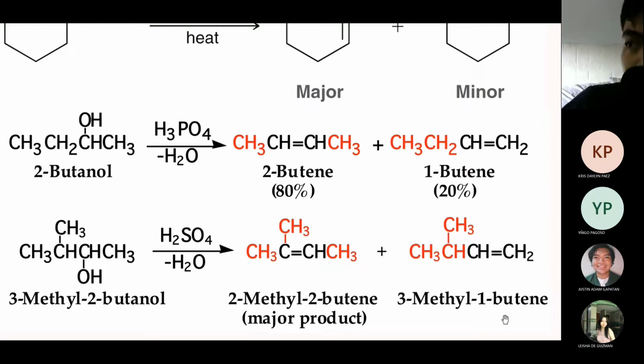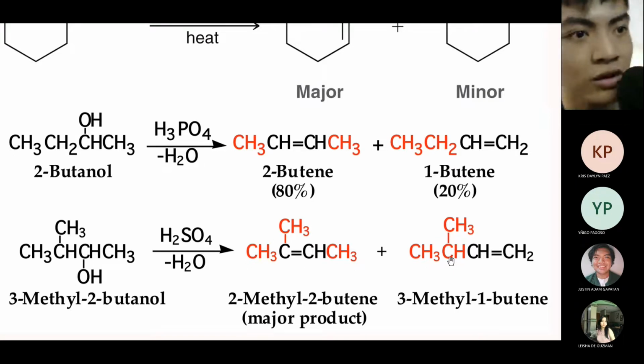So, that's why this is the major product. Yung highlight dito mali lang. So, kailangan na naka-highlight dito is yung CH lang. Kasi yan yung connected to the alkene. But yung CH3 dito, hindi sila connected to the alkene.